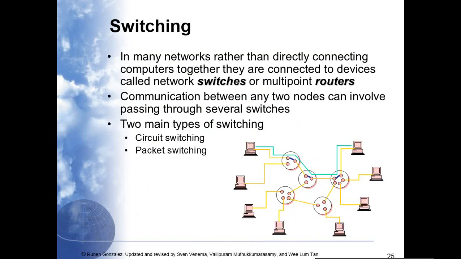Switching. We already looked at this. In many networks, rather than directly connecting computers together, they're connected to devices called network switches or multi-point routers. This is from the previous lecture, actually. And we talked about switching, and the idea here is that you have these switches sitting in between computers, and they can switch very quickly from one computer to the next. There's two main types of switching: circuit switching and packet switching.